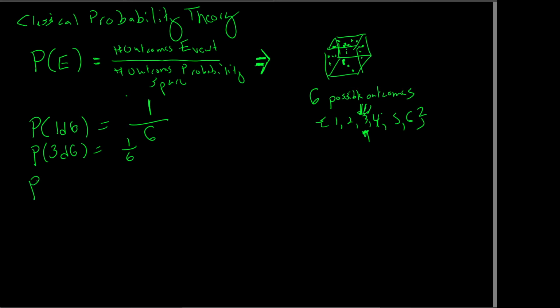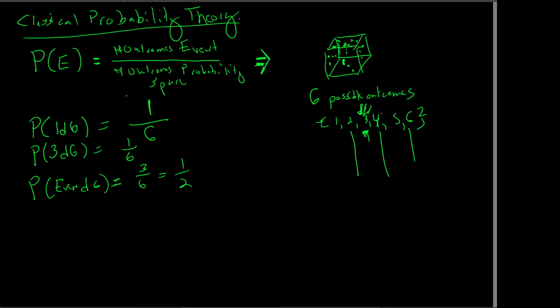Let's see, the probability of rolling even on a d6. Well, there's 1, 2, 3 even numbers, so that's 3 out of 6, or 1/2. And so this is classical probability theory: we count up the number of outcomes that are possible in the sample space, and then we look at the event and we say, hey, what's the chance of that event?